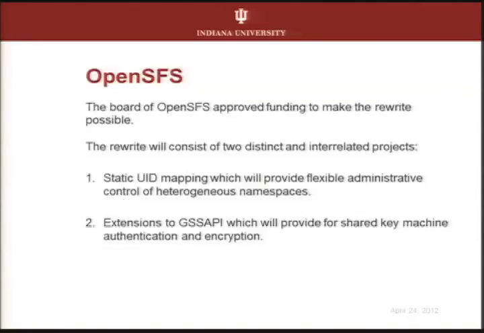So about a year ago, we came to the OpenSFS with these ideas, and we made a proposal, and they agreed to fund our work in two parts. To rewrite what we currently have, we're going to implement a static UID mapping module for Lustre 2, and we're going to extend GSSAPI to provide a shared key security mechanism. I'll get into reasons in a little bit, but it's primarily because not every place that we partner with runs Kerberos, and there are other problems with running Kerberos in our environment for batch jobs.